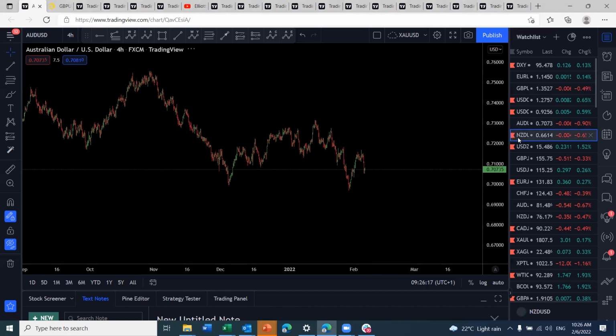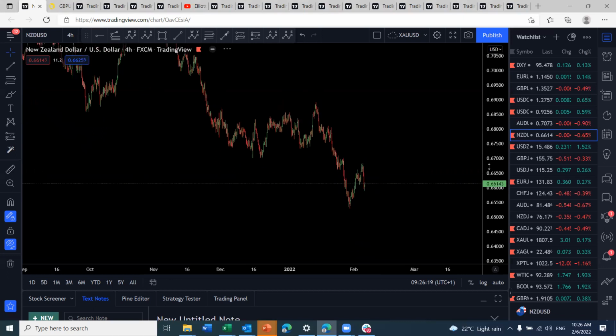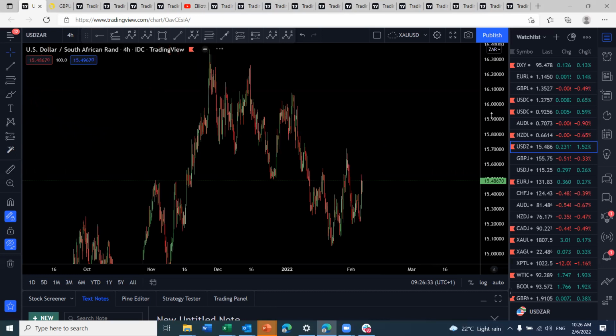New Zealand as well. Let's have a look at New Zealand. We've made a move to the downside. If we get a consolidation here and this one gets to around this level, we pull back here. This will be a very nice selling opportunity on New Zealand. Then we'll be looking for this to the downside. Still bearish.